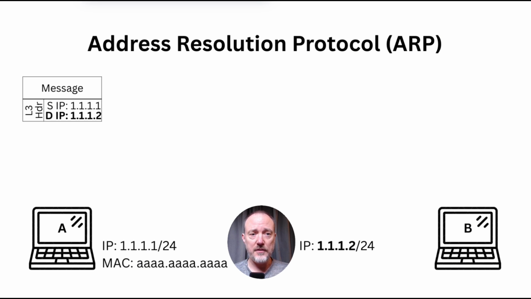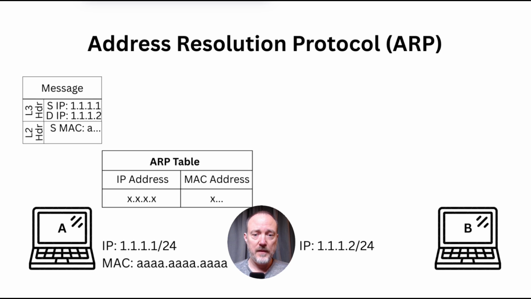At layer 2, another header has to be added, which contains the source and destination MAC addresses. PCA knows its own MAC address is all A's, and so it can put that as the source MAC address. But now PCA needs to put the MAC address for the device that has the IP address of 1.1.1.2. So in order to figure that out, PCA looks in its ARP table to see if there's an entry for an IP address of 1.1.1.2 and that has a corresponding MAC address.